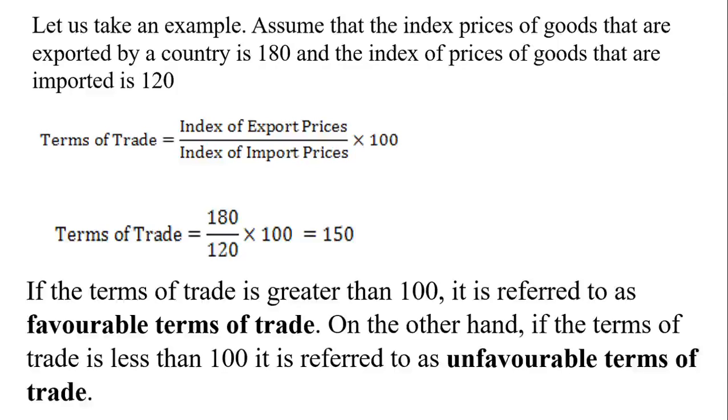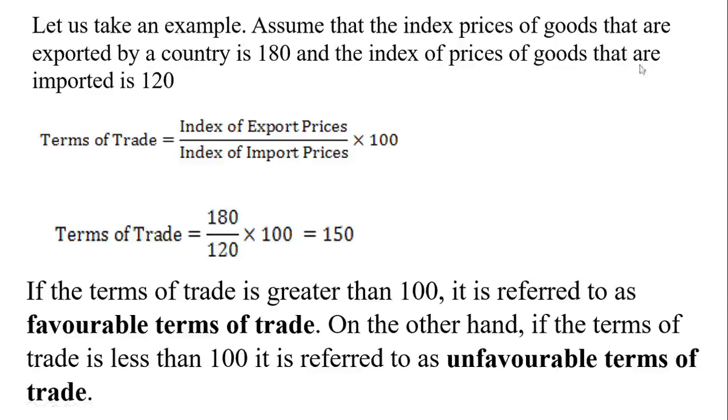Anytime you use this formula to calculate terms of trade and you get an answer greater than 100, that means your country has a favorable terms of trade. On the other hand, if you calculate terms of trade and you get a figure less than 100, it means that your country has an unfavorable terms of trade.